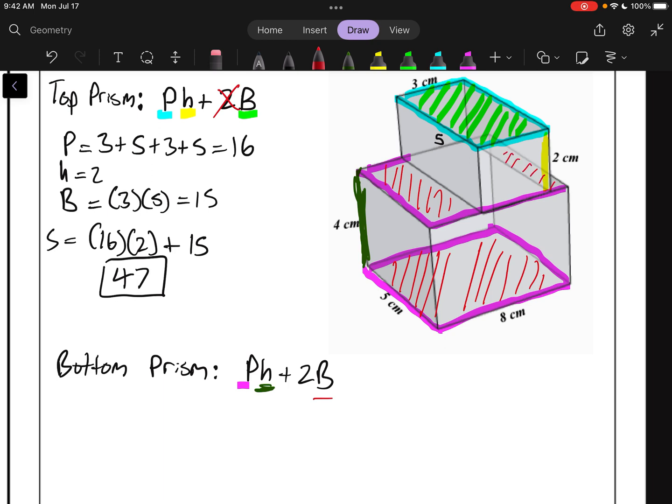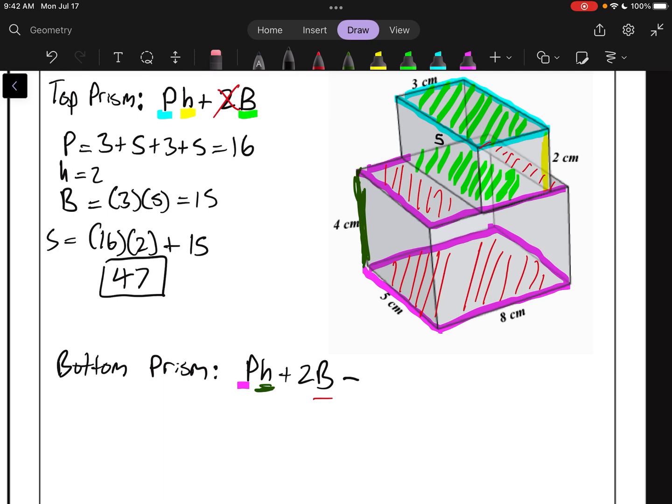Even this part over here would be exposed. But there's this part, right? The bottom of the top prism is covering up part of the top of the bottom prism, if that makes sense. So what we need to do is subtract the area of the base from the top prism, because that part is covering up our bottom prism.